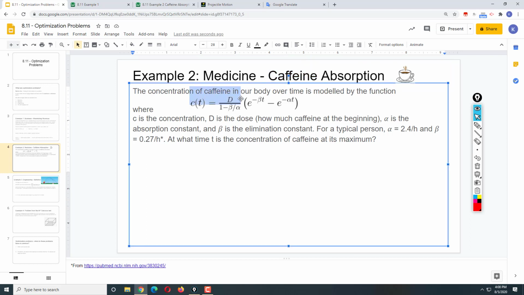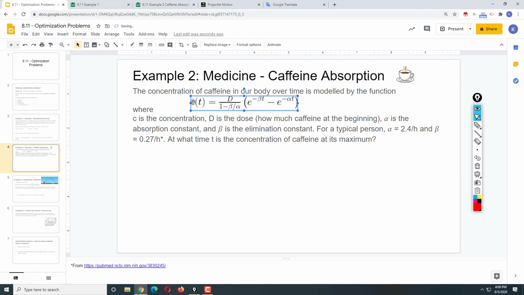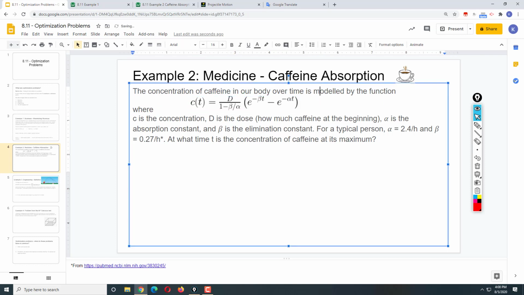Well, here's a real-life function they actually use in studies in medicine. Here's an actual model we use. C of t is equal to d, which is the dose, over 1 minus beta over alpha, where alpha is the absorption constant. So it's how quickly our body absorbs. Absorption here means to take in. So the higher it is, the faster we take the caffeine in.